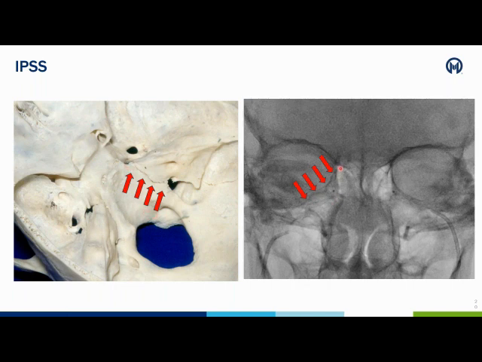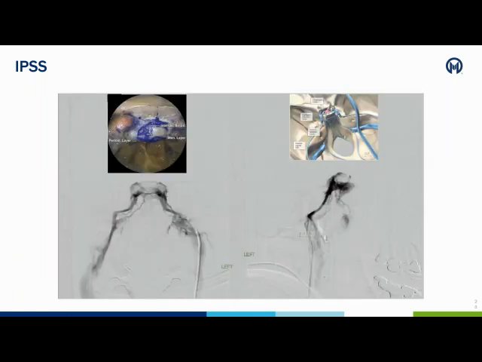And that can be seen here on the true AP X-ray, where you can see this kind of curvature of the petroclival synchondrosis on both sides. That's what we use when we're trying to get the microcatheter in without exactly knowing where the IPS is. Once we get one of the catheters or one of the sides in, we can use the contrast injection to show us the exact position of the contralateral IPS on the other side.